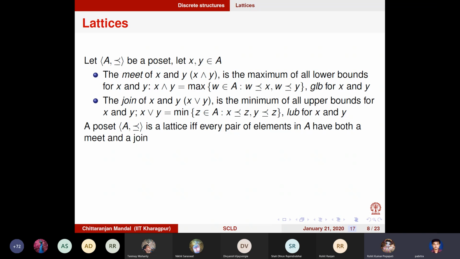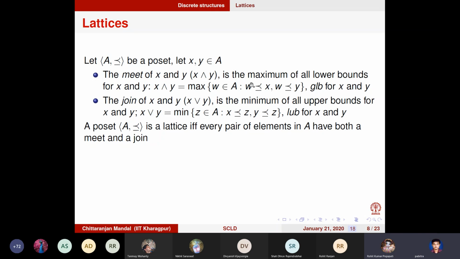Okay, so if A is a set and less than equal to is a partial order relation defined on the set, you can take any two elements x, y in the set, and the meet of x, y is an element of that set itself. So you take any two elements, the meet of x, y may be one among them or maybe a third element. It is another element.